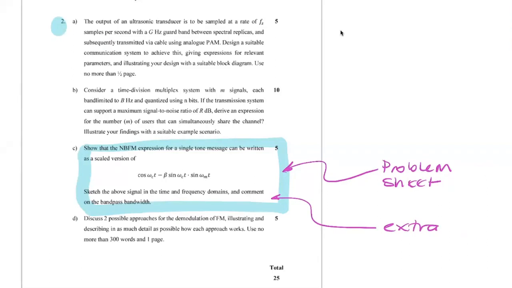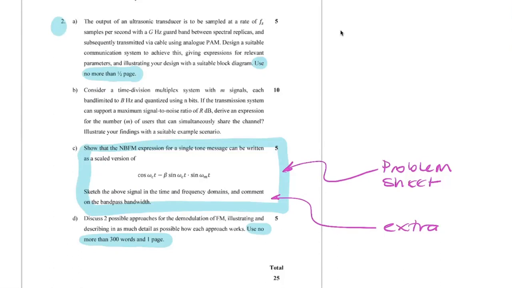Now, for most of the questions where I expect you to explain something, I tell you how much effort I expect. So use no more than half a page. Use no more than 300 words or 1 page. That doesn't mean 1 page plus 300 words. It means either 300 words or 1 page. I don't expect more than that.